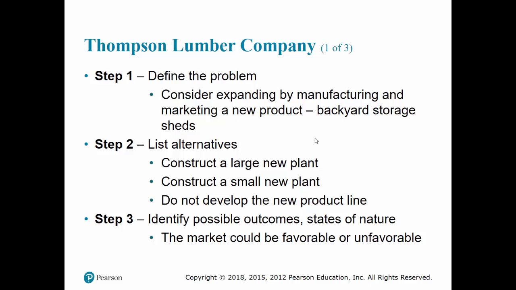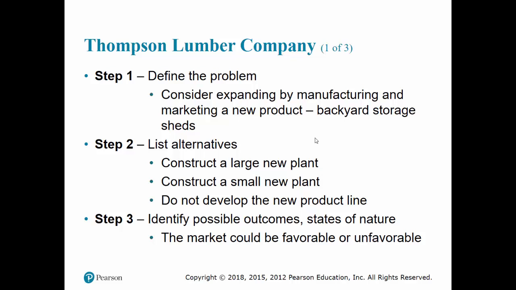So those are the 3 alternatives. They have developed that list of alternatives. Come up with a list of alternative decisions to choose from. And the third step is identify possible outcomes for each of those alternative decisions. This is called states of nature in this decision table approach. That is what's going to happen. We don't know, uncertain future.